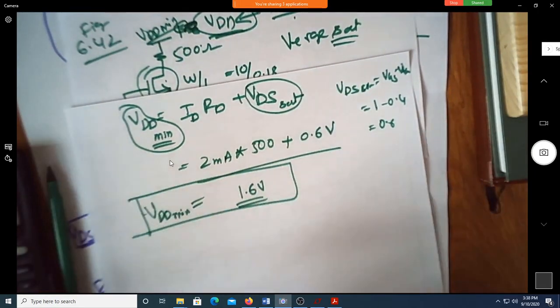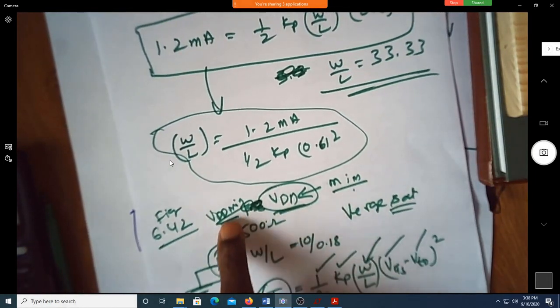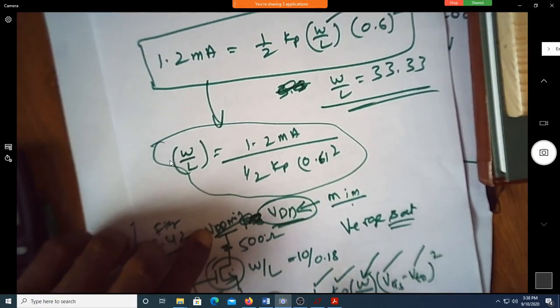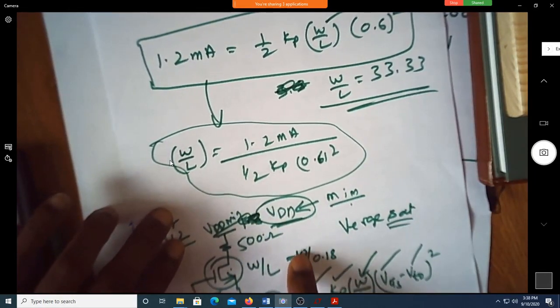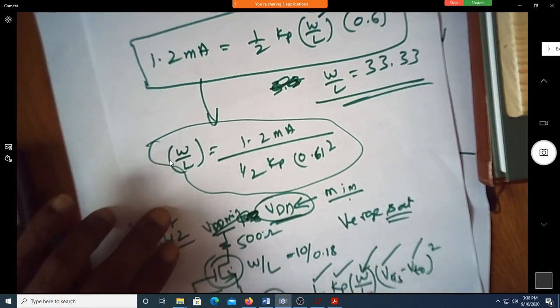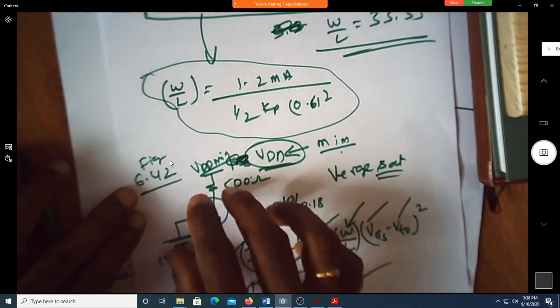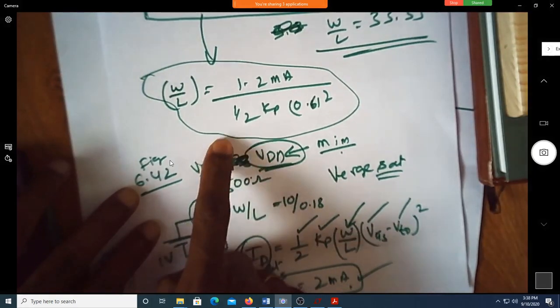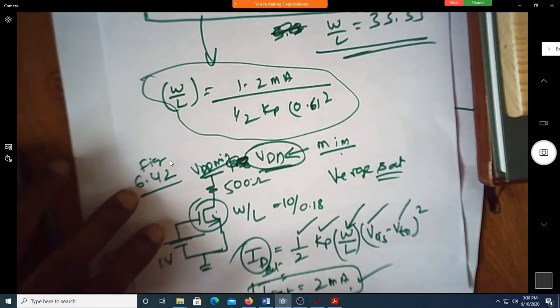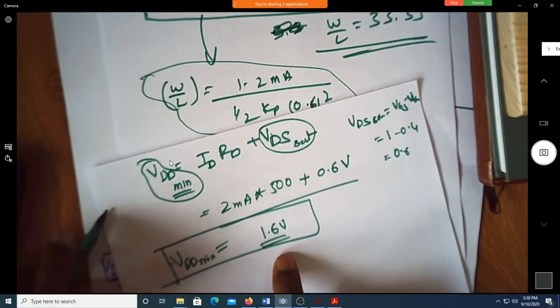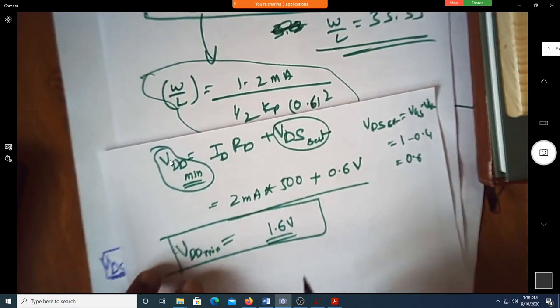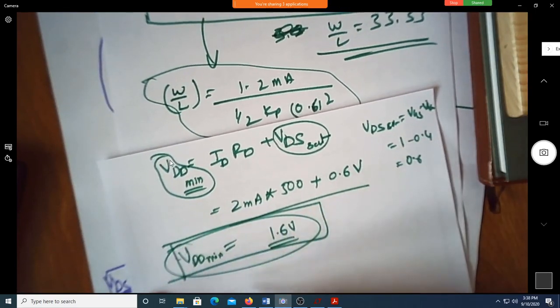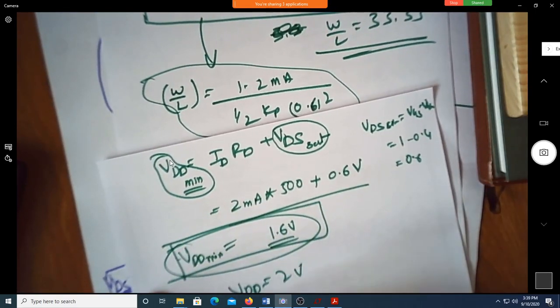So if you operate this circuit with VDD as 1.6 volt, this as 500, and W/L as 10 by 0.18, with VGS as 1 volt, the MOSFET will be at the verge of saturation. If you keep it more than that, what happens? If you keep it 1.8, will it still be in saturation or in a different region? Now this is the minimum voltage required. Suppose you keep VDD equal to 2 volt, will the MOSFET still be in saturation?